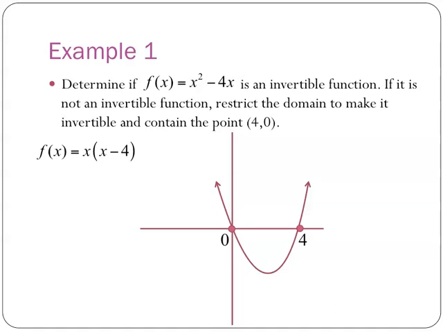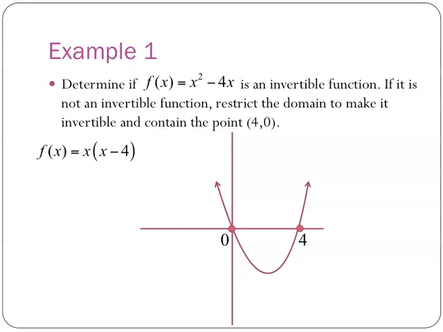Now, there are a couple of ways of finding the vertex. If you do have the rule, which we do, x squared minus 4x, you can use negative b over 2a to find the x-coordinate of the vertex, and then plug it back in to find the y-coordinate. So in this case, negative b would be positive 4, over 2 times a, 2 times 1, so 4 divided by 2, which is 2. Another way to find the vertex is if you have the zeros already, which we do in this case, at 0 and at 4. The vertex is going to be exactly halfway between those two. So halfway between 0 and 4 is 2.